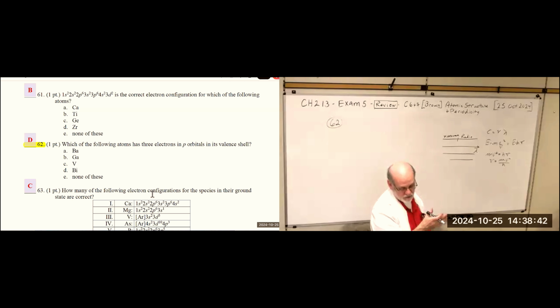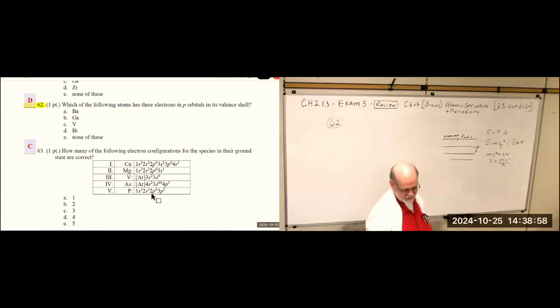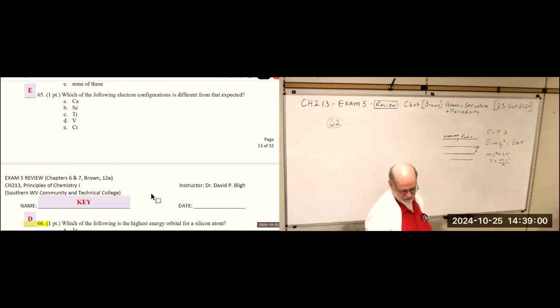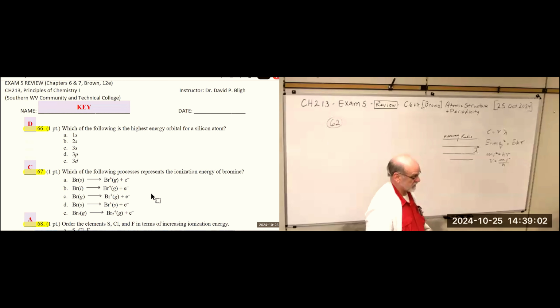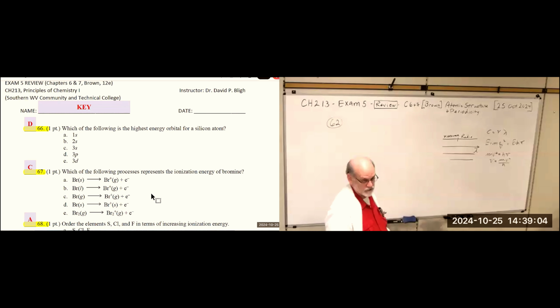Okay, so gallium, no. Bismuth. There it is. Bismuth, D. That has 3 electrons in its p shell. And all you need to know is how the periodic table is structured to answer those questions.